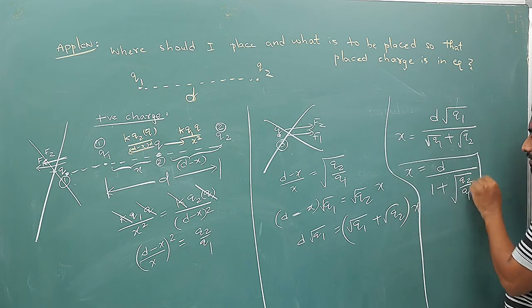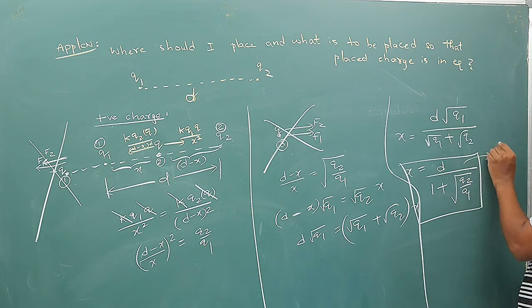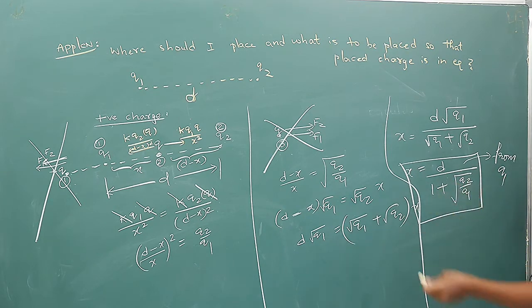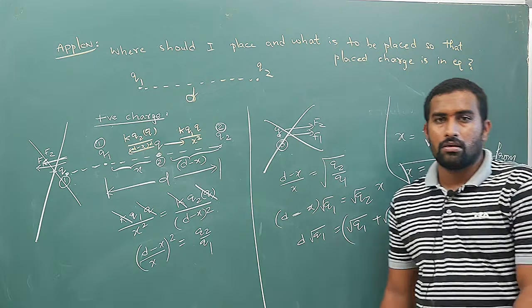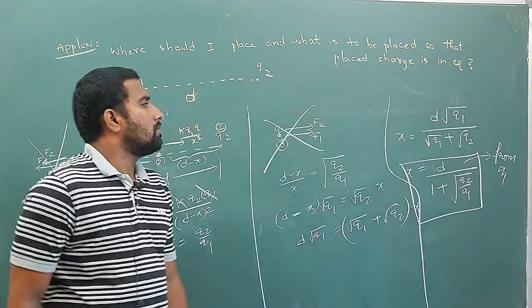So this is your formula for where you are placing the charge. From q1 it is x, and from q2, if you want, the answer is d minus x. From q2 it is d minus x, from q1 it is x. This is how you are supposed to place it.